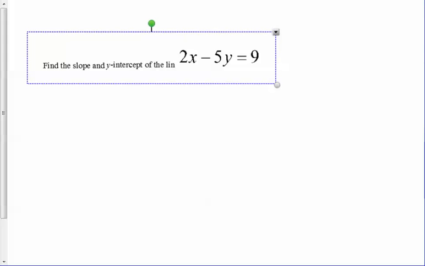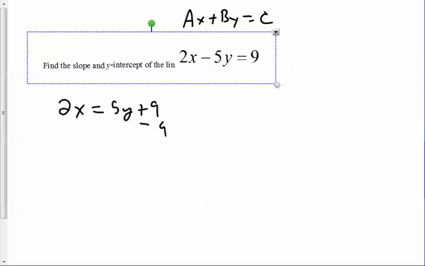Okay, on this one it says find the slope and y-intercept of the line 2x minus 5y equals 9. This 2x minus 5y equals 9 is in standard form, which is ax plus by equals c. Can't do much with that. So I'm actually going to do something that we did before, and I'm going to add 5y to both sides. So now I have 5y plus 9 equals 2x. I'm going to subtract this 9. So I get 2x minus 9 equals 5y.